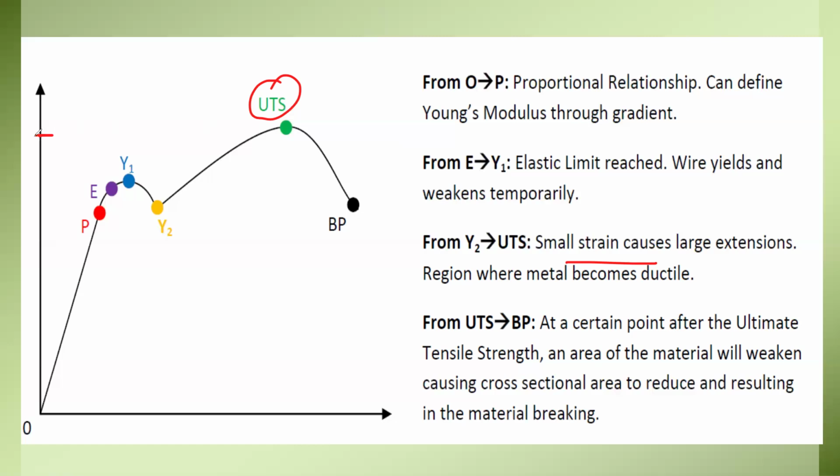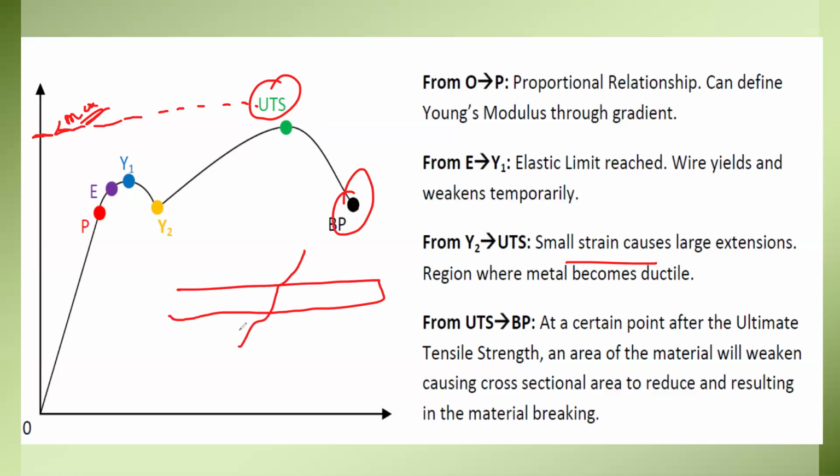So UTS is actually the maximum stress which we can apply on the object. In short, UTS is the maximum stress which can be applied. And then we have a fracture point, or a breaking point. It means after some time, the force is too much and it cracks or breaks the wire. So we call that the fracture point. So this is a graph.